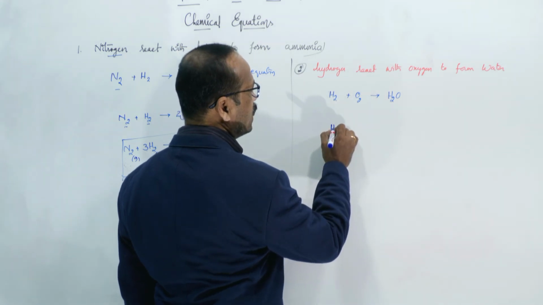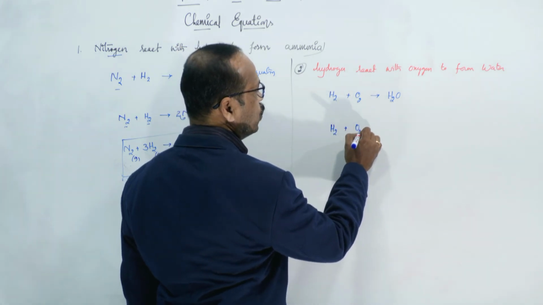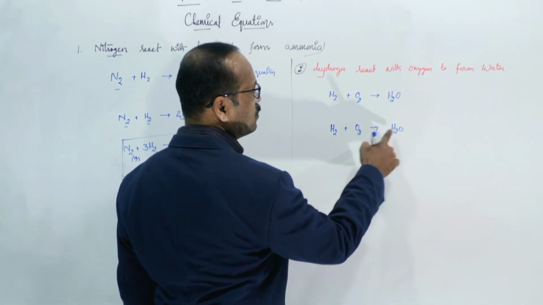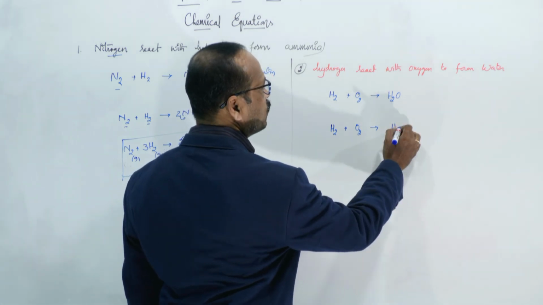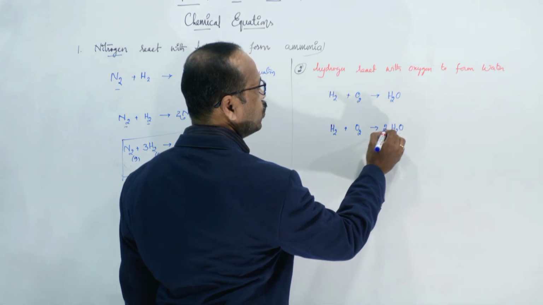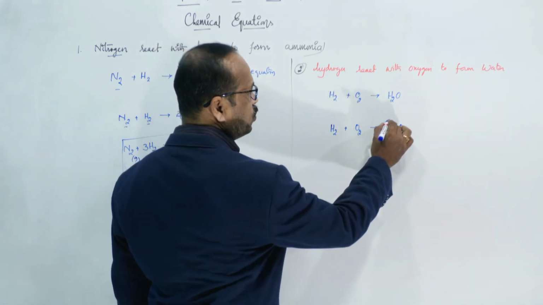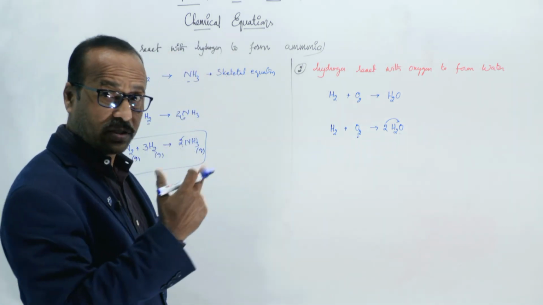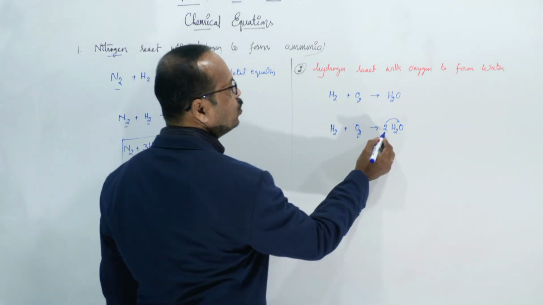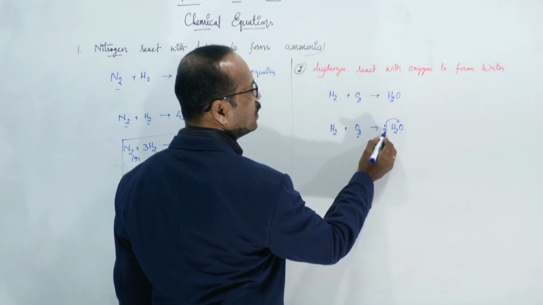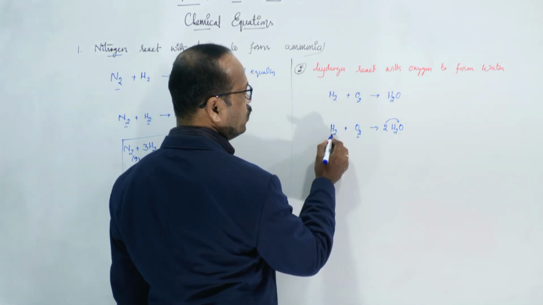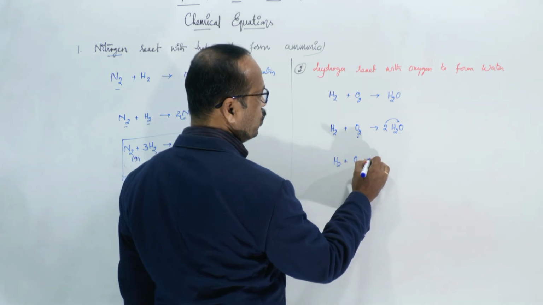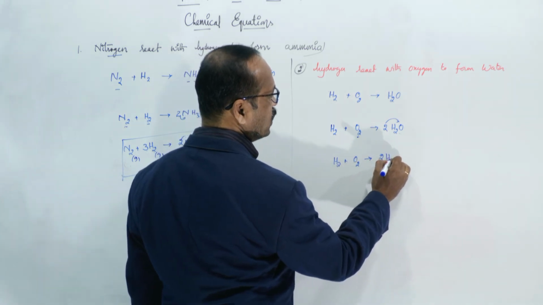So write H2 plus O2 gives rise to H2O. So two oxygens but only one. So for that you have to write the 2 in front of this one. So now two oxygens are balanced. But see, the hydrogens have changed now. Here 2 twos are 4 hydrogens, but here only 2 hydrogens are there. So H2 plus O2 gives rise to 2H2O.